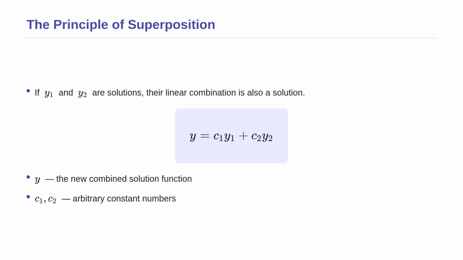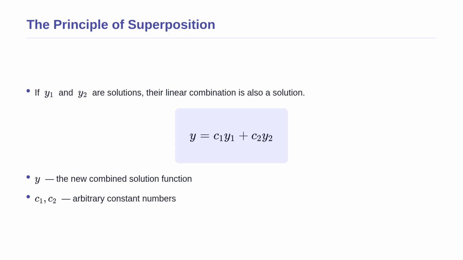So, we know the conditions. Now let us look at the actual rule. The principle states that if you have two valid solutions to a linear homogeneous equation, let us call them y1 and y2, then any linear combination of these solutions is also a valid solution. A linear combination simply means multiplying each solution by some constant number, c1 and c2, and then adding them together. This gives us our formula, y equals c1 times y1 plus c2 times y2.